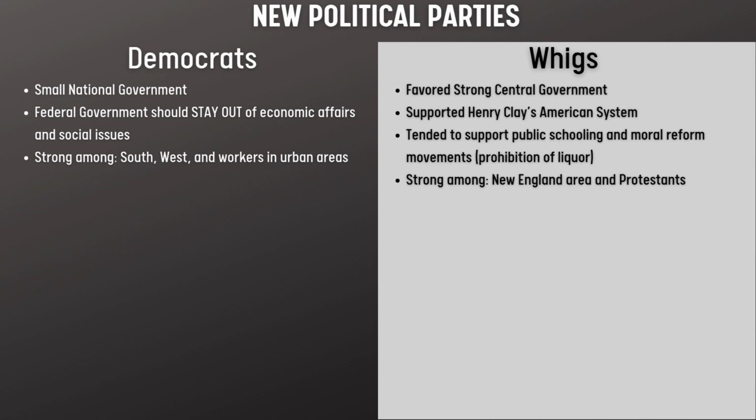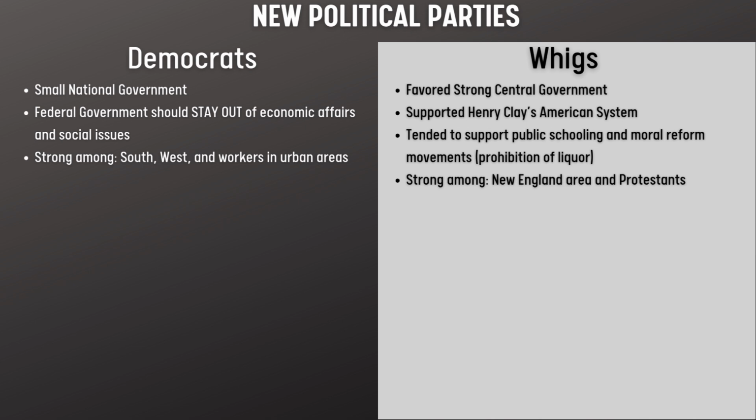Let's take a moment to explore the rise of new political parties in the early 19th century, particularly the Whigs and the Democrats. Starting with the Whigs, they were strong proponents of a robust central government. They supported Henry Clay's American System, which aimed at developing infrastructure and fostering economic growth. Furthermore, the Whigs were advocates of public education and moral reform movements such as the prohibition of liquor. Their support base was primarily in the New England region and among Protestant communities.